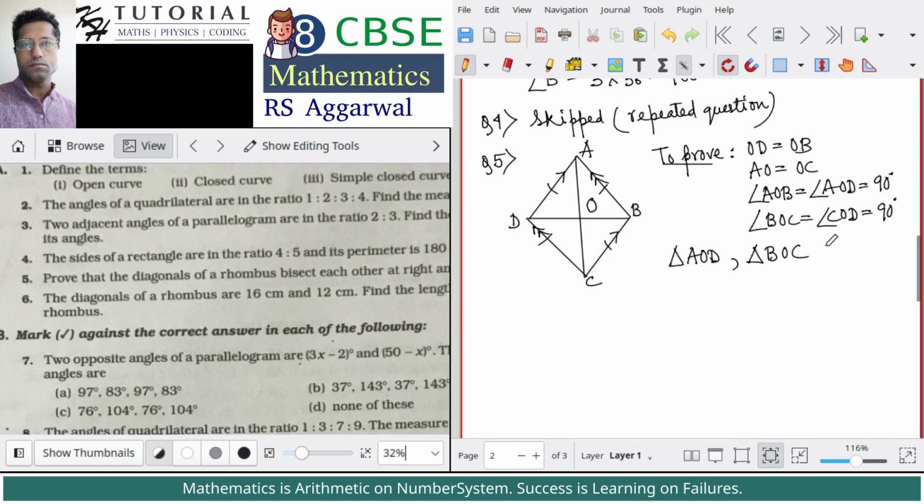Okay, so what do we have in the triangles AOD and BOC? This angle is equal to this angle, alternate interior angles, since AD is parallel to BC. So we have angle OAD equal to angle OCB. Why? Because AD is parallel to BC and AC is a transversal.